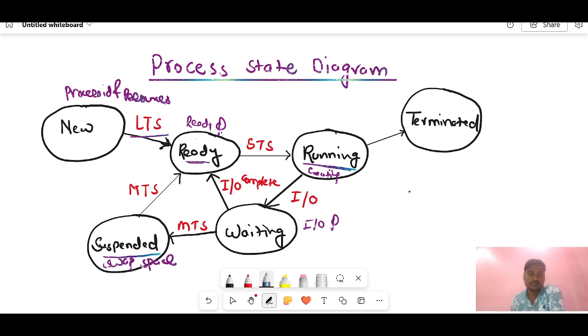So basically swap space is the space in the hard disk which is used by the operating system. Here the operating system will store the process-related information. Okay, so after completing the execution, if the process does not want IO, it will go to the terminated state. So here all resources of the process will be released.